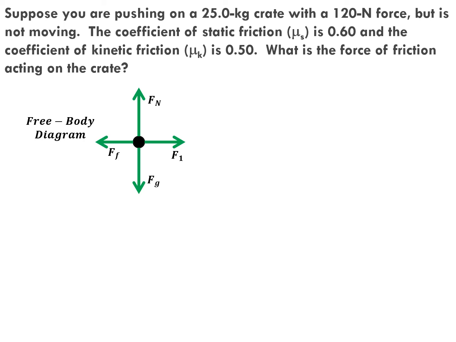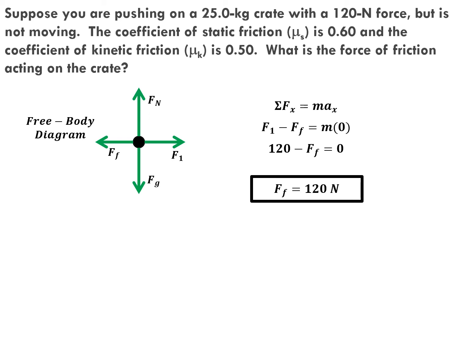So because of the free body diagram, the net force in the x direction is going to be equal to 0 because it's balanced. That means the force of friction subtracted from 120 is going to be equal to 0. We'll take that to the other side. The force of friction is going to be 120.